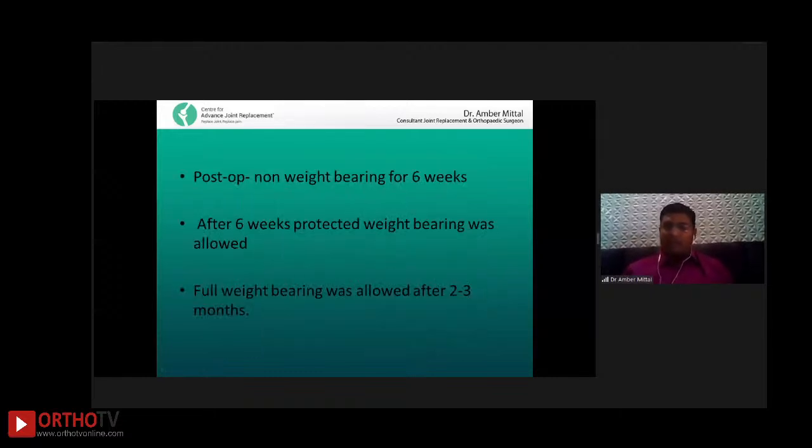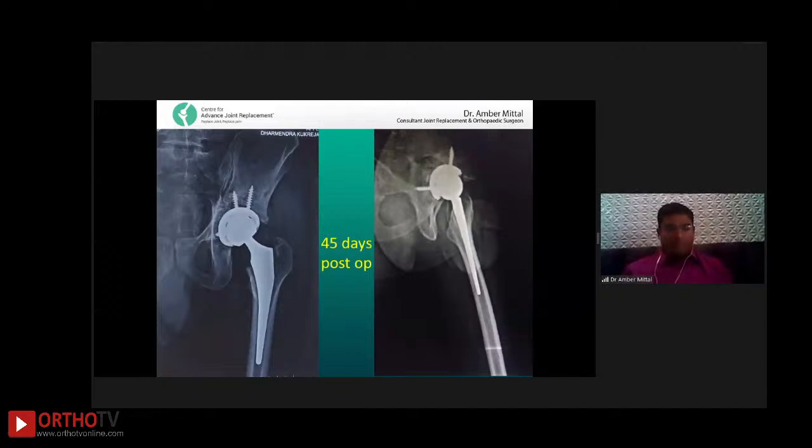I kept the patient non-weight bearing for 6 weeks. After 6 weeks, protected weight bearing was allowed, and full weight bearing was allowed after 3 months. So this was the X-ray. This was the post-op X-ray. This was the 45-day post-op X-ray. I couldn't find the early post-op X-rays.